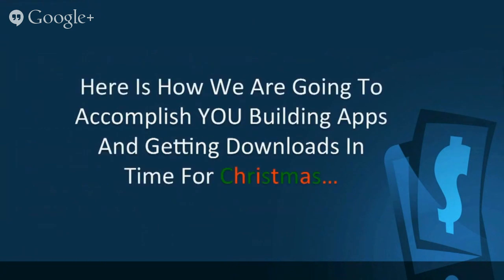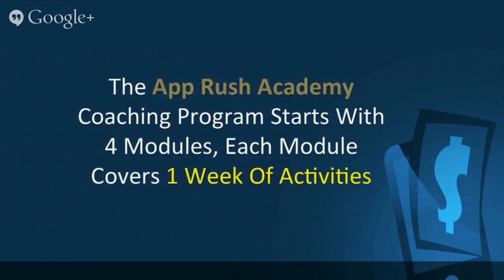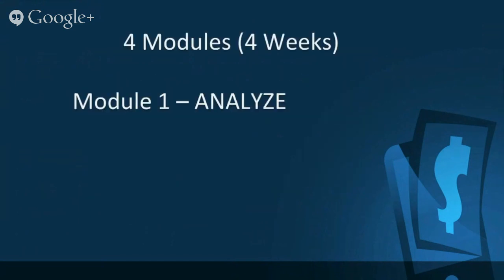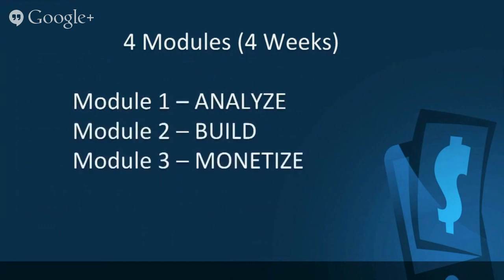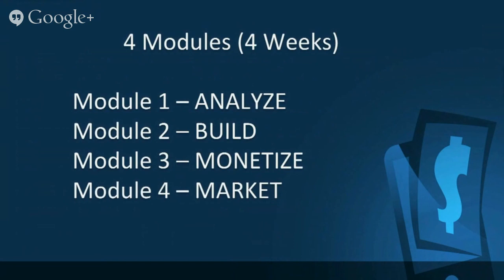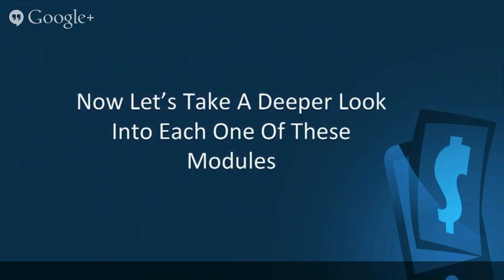Here's how we're going to accomplish you building apps and getting downloads in time for Christmas. The AppFresh Academy coaching program starts with 4 modules. Each module covers just 1 week of activities. Module 1 is analyze, module 2 is build, module 3 is monetize, and module 4 is market. It's basically the BAM system I just taught you, arranged just a little bit differently. All right, so now let's take a deeper look into each one of these modules.